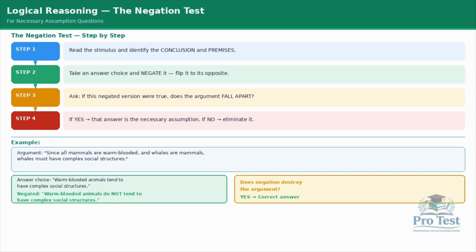The correct answer, when negated, destroys the argument. Wrong answers, when negated, have no effect on the argument or only weaken it slightly. Practice this on every assumption question until it becomes automatic. The negation test works because a necessary assumption is, by definition, something the argument cannot survive without.